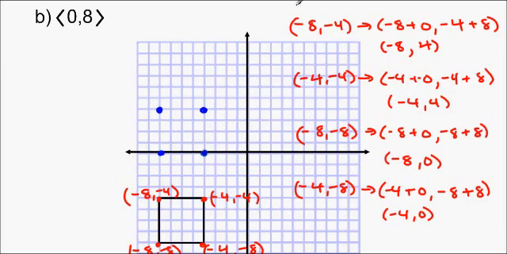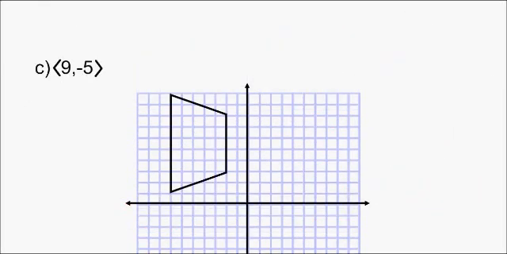Okay. And I have a square. It did move up 8 units. And it is in quadrant 2, just like we predicted. Okay, we have one last problem here to look at.